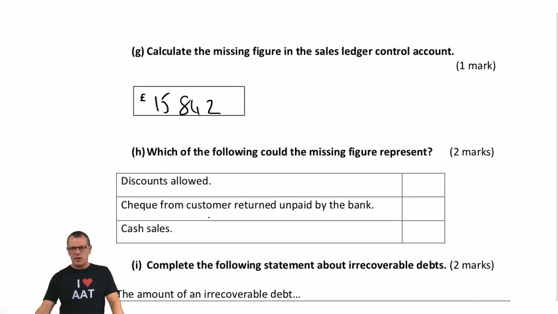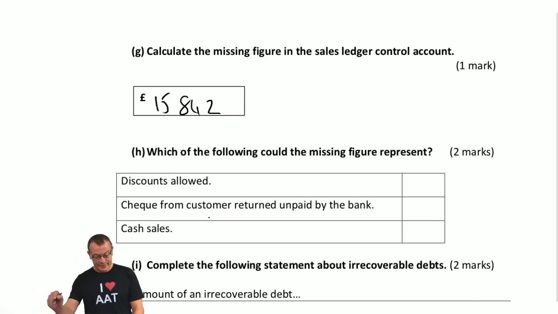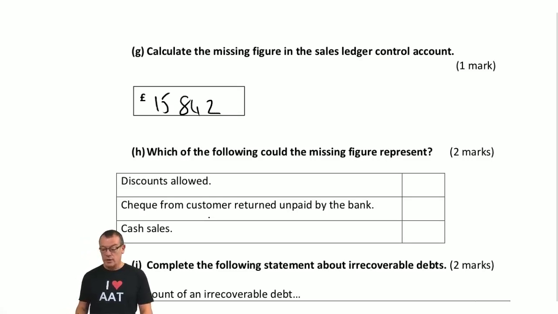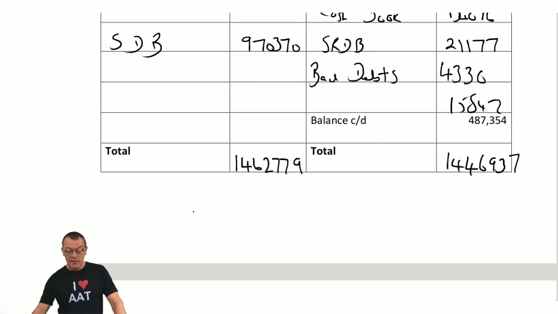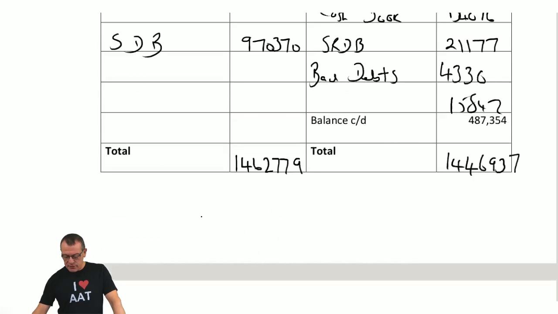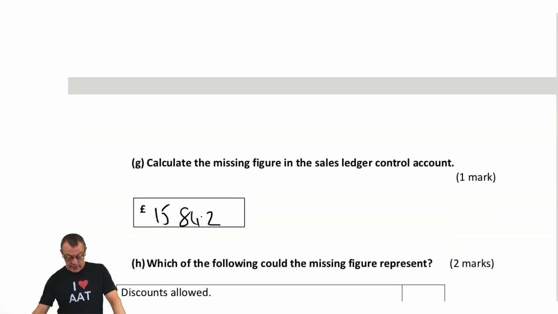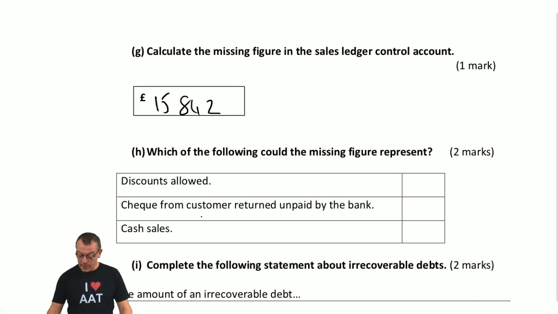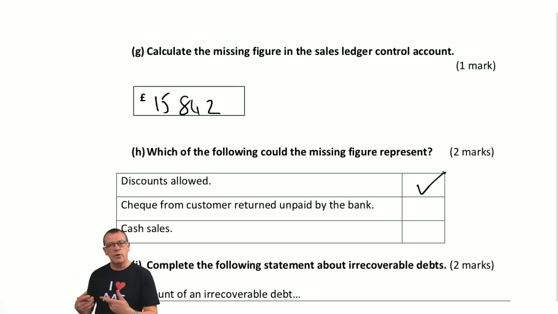Let's have a look. Could it be discounts allowed? Will it be on the correct side? Could it be a return check? No, it's the other side. Or could it be cash sales? Well, we know cash sales is not part of the sales ledger control account, so that won't be there at all. So we're looking for that missing figure of 15842. I think the most logical thing, and the only thing it could be, are the discounts allowed. So there's 2 marks for identifying that, and that has to jump out in the question.